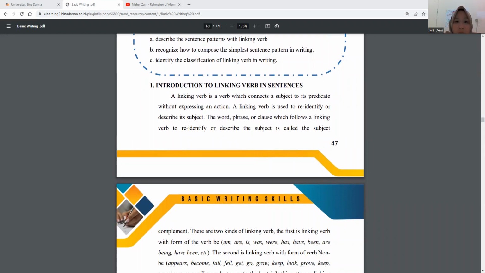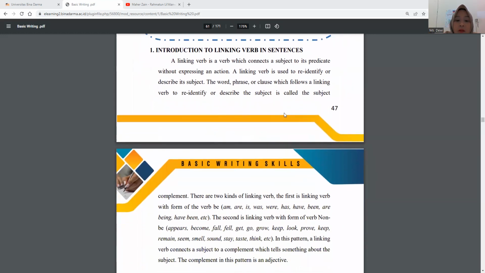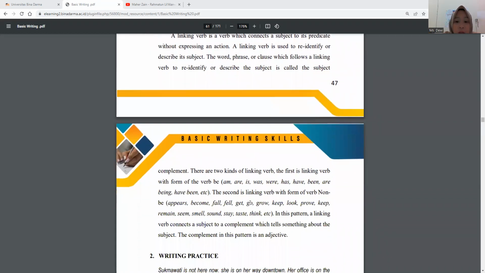Okay, so what is a linking verb? A linking verb is a verb which connects a subject to its predicate without expressing an action. It's usually used to re-identify or describe its subject. The word, phrase, or clause which follows a linking verb to re-identify or describe the subject is called the subject complement. So there are two kinds of linking verbs.